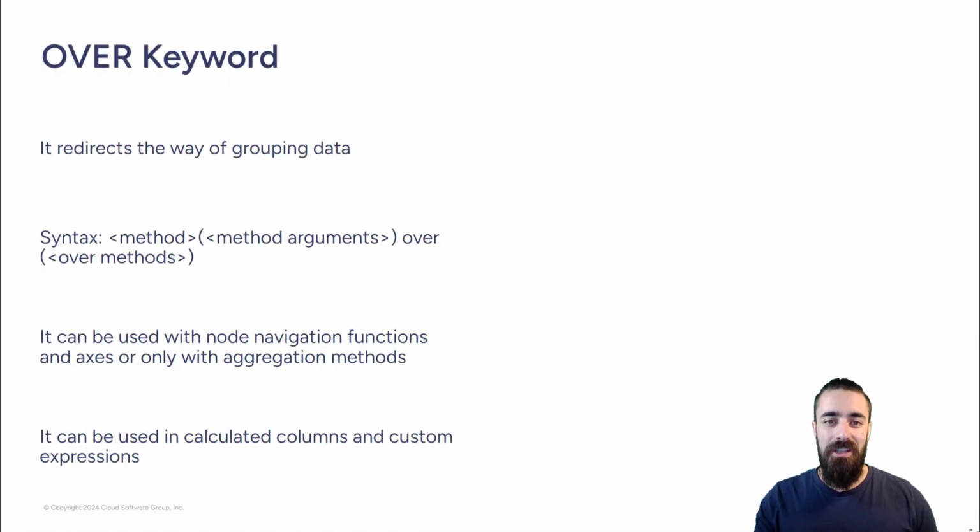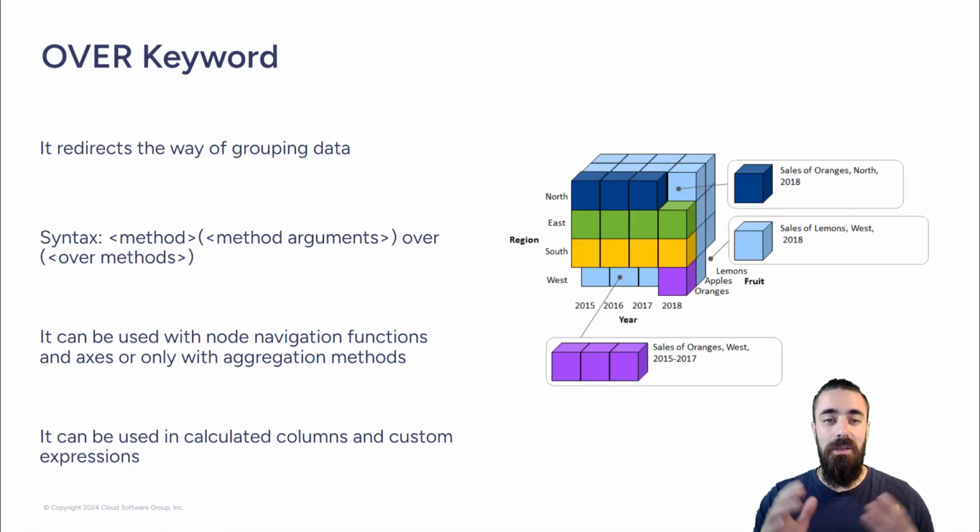We use over statements in custom expressions when we want to include data from outside of the current slice in the evaluation of an expression. Let's have a look at this illustration. The big box symbolizes all rows in a data table containing yearly sales in different regions for some fruit types, and the cubes symbolize different slices of the data.